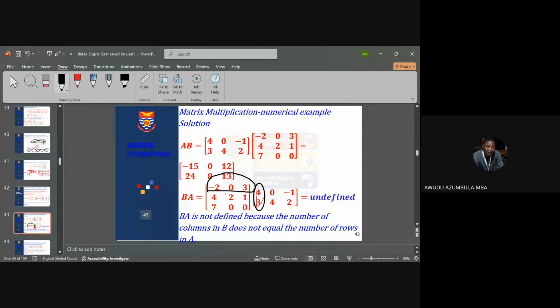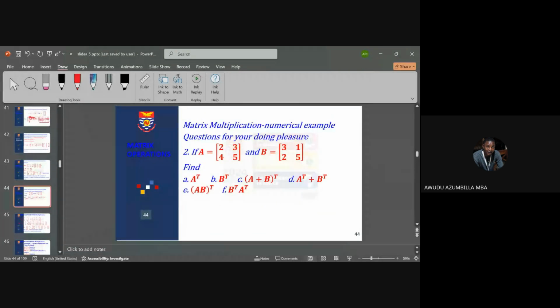For it to work, we must have them to be the same, like this one. Here is 3, here is 3. So we're able to do the multiplication. But here is 3 by 2, so we cannot do it. We cannot multiply it. So that is the intuition behind the multiplication. There are so many things we can do with the multiplication. This is a transpose.